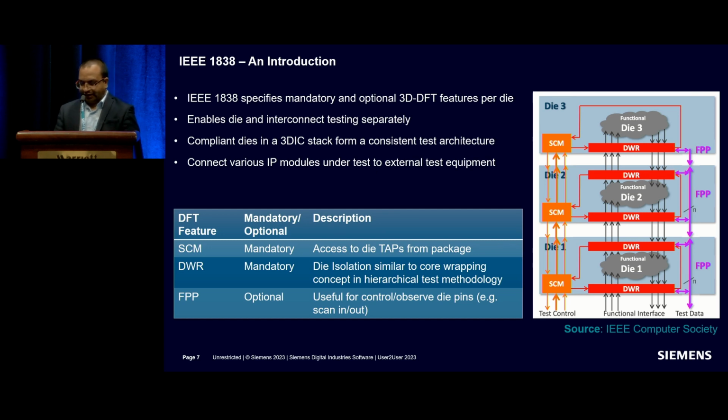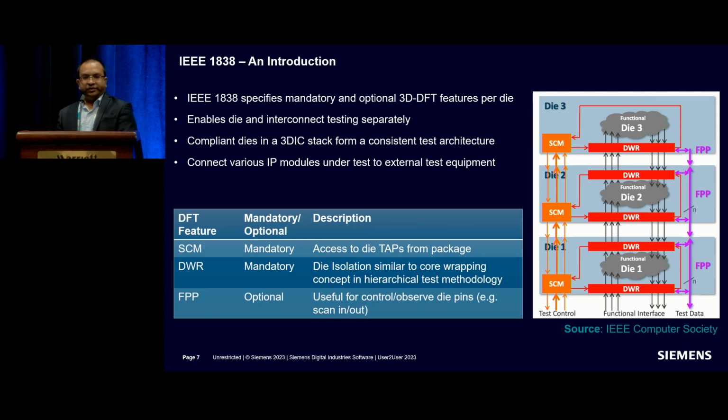The FPP, which is called Flexible Parallel Port, is an optional feature. I don't know why it is optional, though, but it's basically used to control and observe the die level pins, and the expected usage in the area of ATPG or logic testing is the scan in, scan out. So that is the baseline standard that we are using for our 3D products.